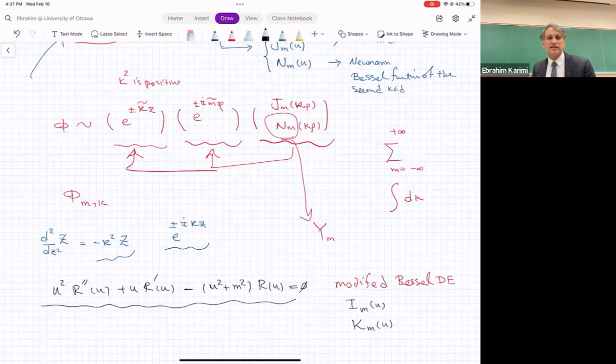There is an easy relationship between I m and J m. Essentially, what you have to do is just replace the argument with a pure imaginary argument. That's all. So u will be replaced by i u, and then you will get the same result. Of course, you need minus i to the power of m at the front as well.